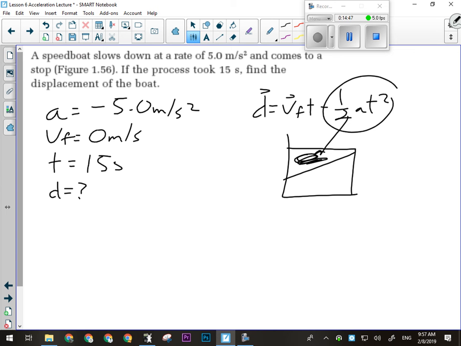So in this one, I don't have to manipulate it at all. It's just going to be plugging in the numbers. So I'm going to plug in the numbers, not the letters. So that'll be 0 times 15, sorry, which is 0, obviously, minus 1/2 times negative 5 times 15 squared. Now, why did I not just get rid of this? Like, when this was VI times T, I just crossed that off. Why did I not cross it off here?